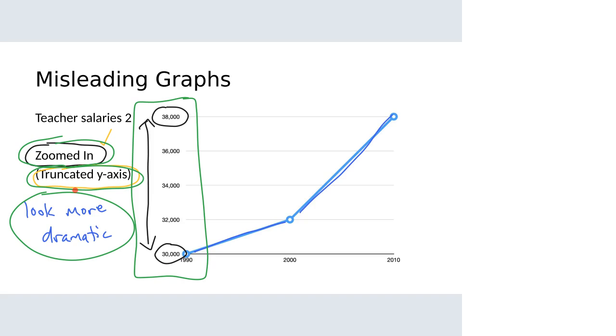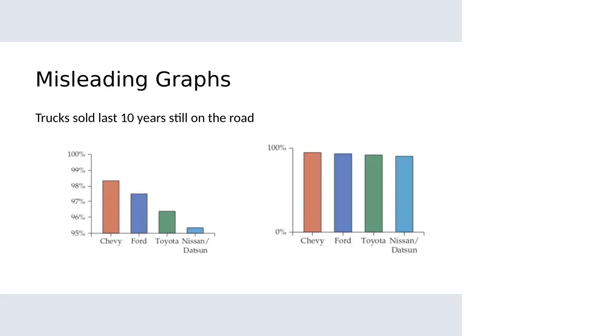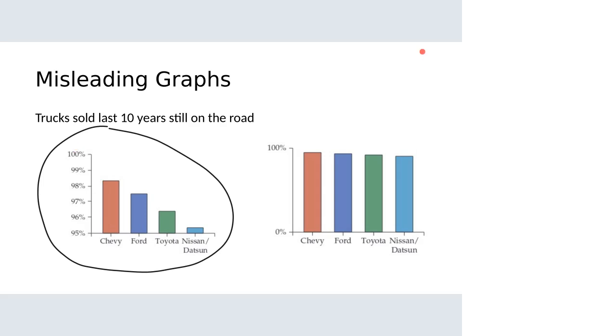This technique works great on a line graph, but it can also be done on a bar graph, as we see here. Trucks sold in the last 10 years that are still on the road. So we want to tell you how reliable our trucks are. Well, if you work for Chevy, you're going to make sure to use this graph over here that is, you'll notice, zoomed in.